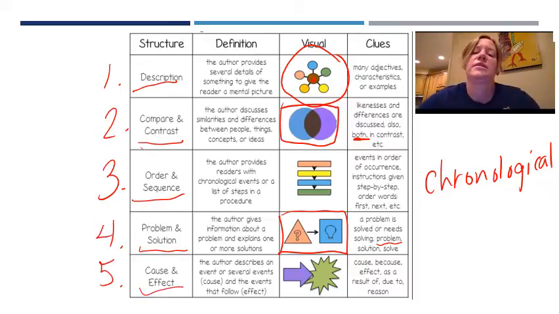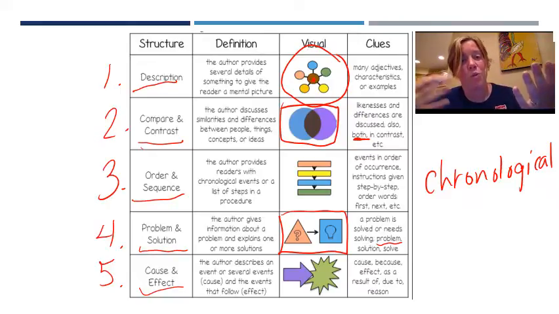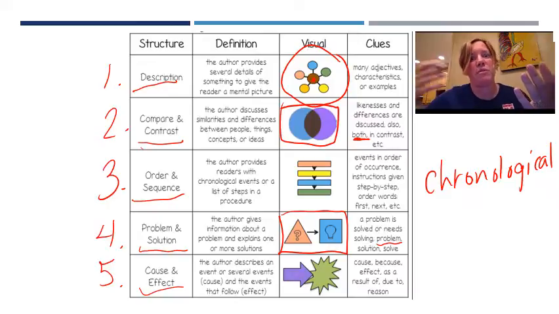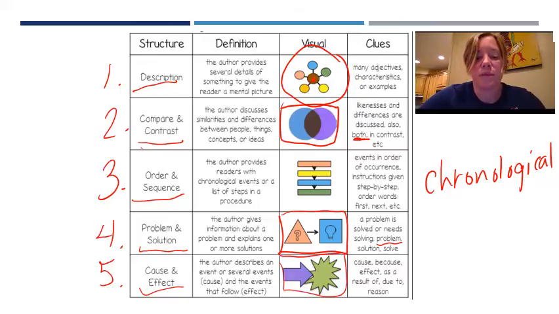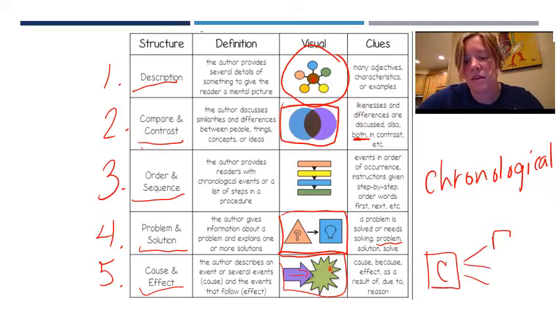The last one is cause and effect. Cause and effect is used when the author is describing an event or several things and why it happened and what happened because of it. So if something happened, well then what happened because of that first event? Cause and effect. So if you see this type of graphic organizer, not so much this bubbly thing here, but arrows, a lot of times you'll see a cause, and then you'll see a box like this that might have several effects.